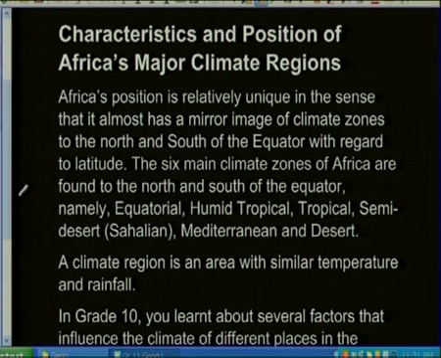Right, if we move forward, let's start our first section, which is the characteristics and position of Africa's major climatic regions or climate zones. Africa's position is very important. Where we are in the world is relatively unique in the sense that it is almost a mirror image of the climate zones which occur both to the north and to the south of the equator. In terms of that latitudinal effect, we have 6 main climatic zones of Africa found north and south of the equator, namely the Equatorial zone, then the Humid or Tropical zone.